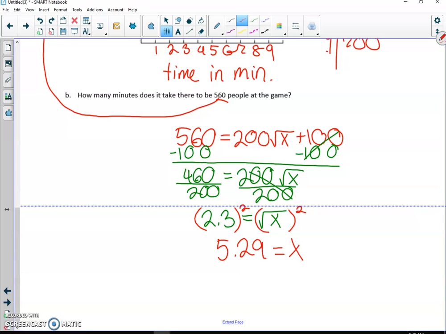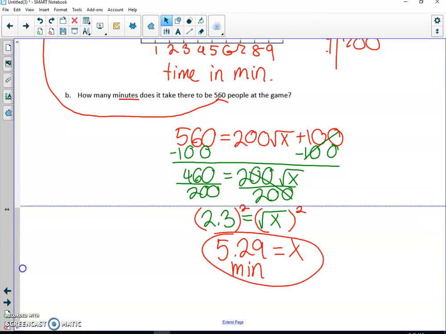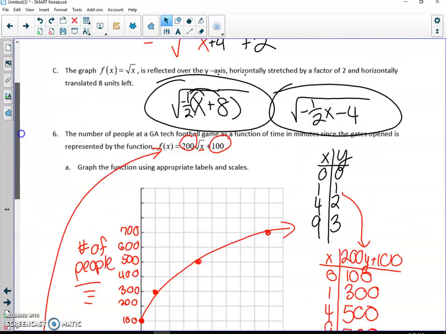And in this case, it's great that we could solve for x, but make sure to label because it's a word problem. So how many minutes, right? This is how many minutes that it takes for 560 people to get there. Okay? All right, so that's the end of the review.